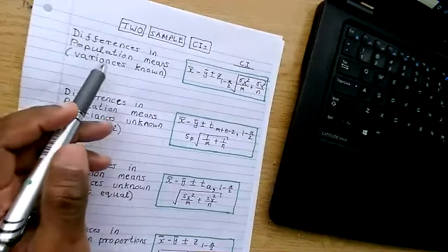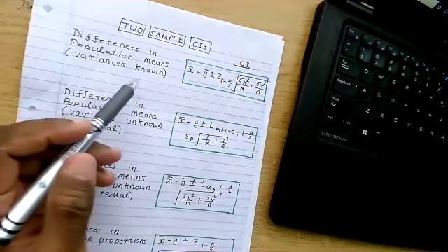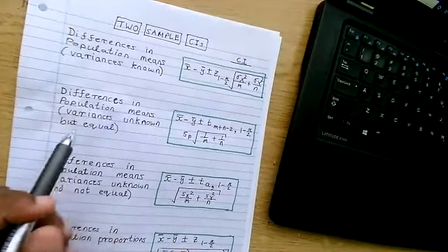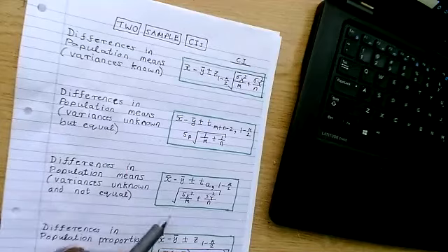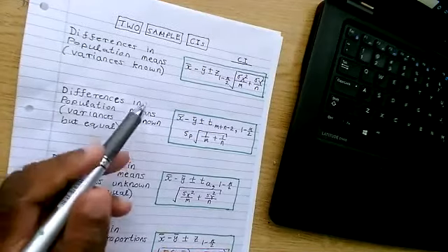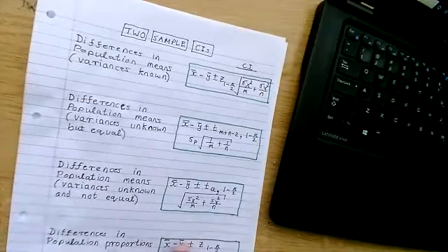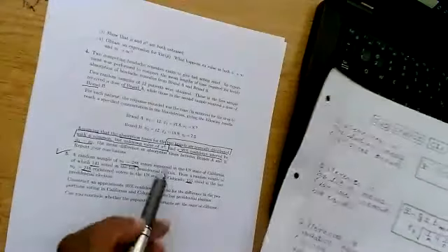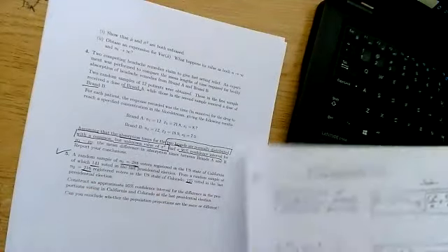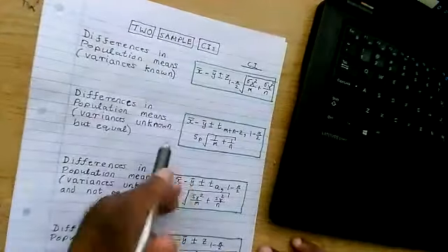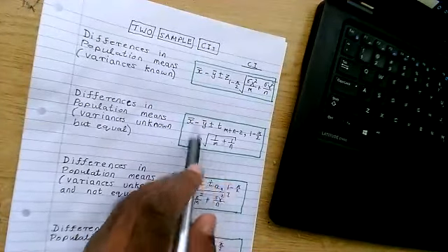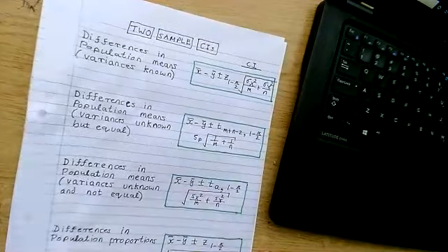Remember, this is the formula to use when the variances are known. This is the formula to use when the variances are unknown but equal. And this is the formula to use when the variances are unknown and not equal. In this question, we are assuming that the variances are common and unknown, so that means we need to use the second one. You're right, Cameron. Thank you. So we're going to use the second formula here.